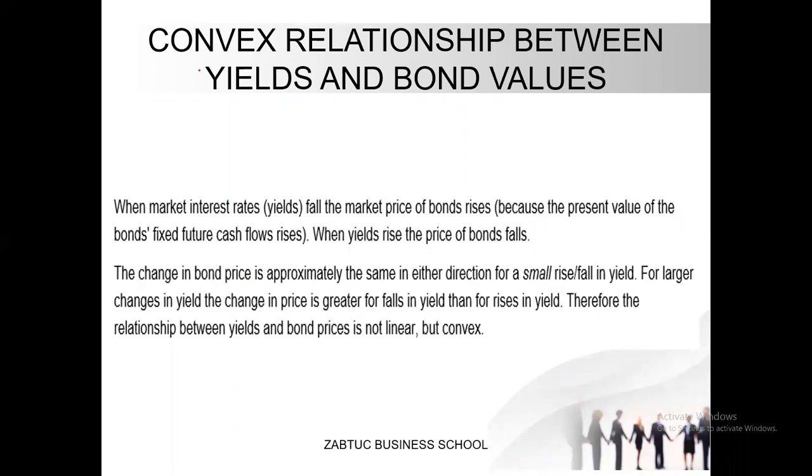So let's conclude with this slide. When market interest rates or yields fall, the market value of bonds rises. Why? Because the present value of the bond's fixed future cash flows rises. When yields rise, the price of bonds falls. The change in bond price is approximately the same in either direction for small falls or rises in the yields. For very small changes, yes, the drop is constant. For larger changes in yields, the change in the price is greater for falls in yields than for rises in yields. Therefore, the relationship between yields and bond prices is not necessarily linear, except for small changes, but it's convex.